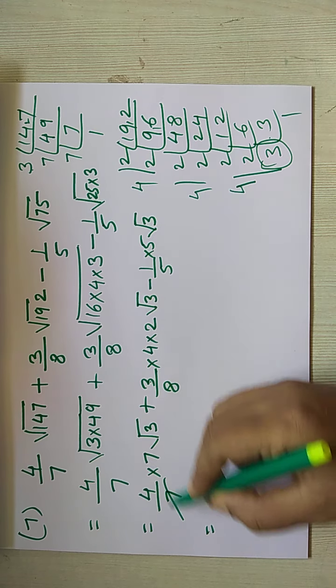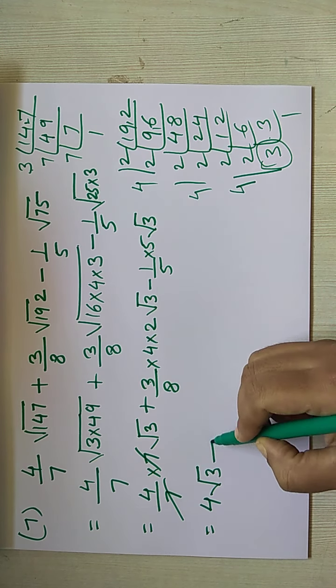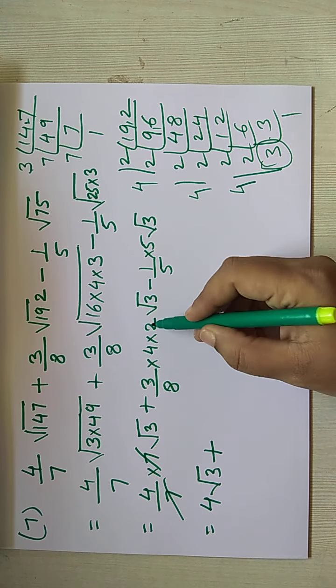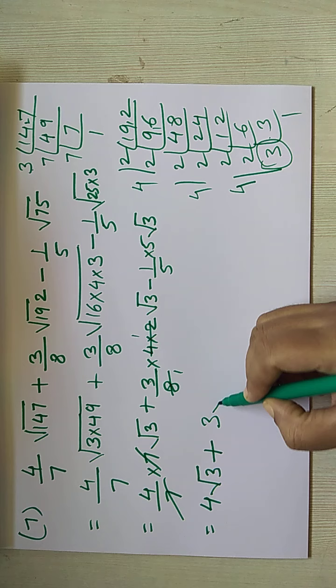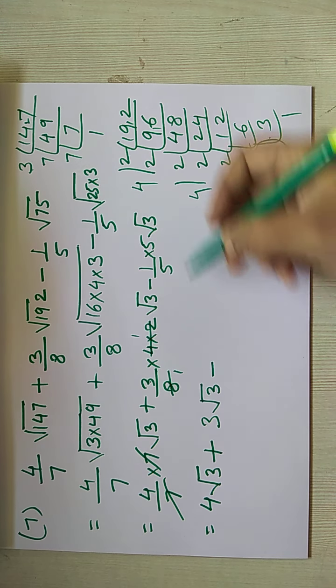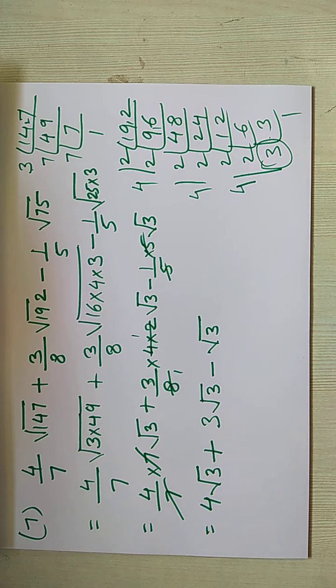So this will be 7 1s are 7. 4 root 3 is final. 4 2s are 8, 8 1s are 8. So 3 root 3 is final. 5 and 5 cancel. Root 3 is final.